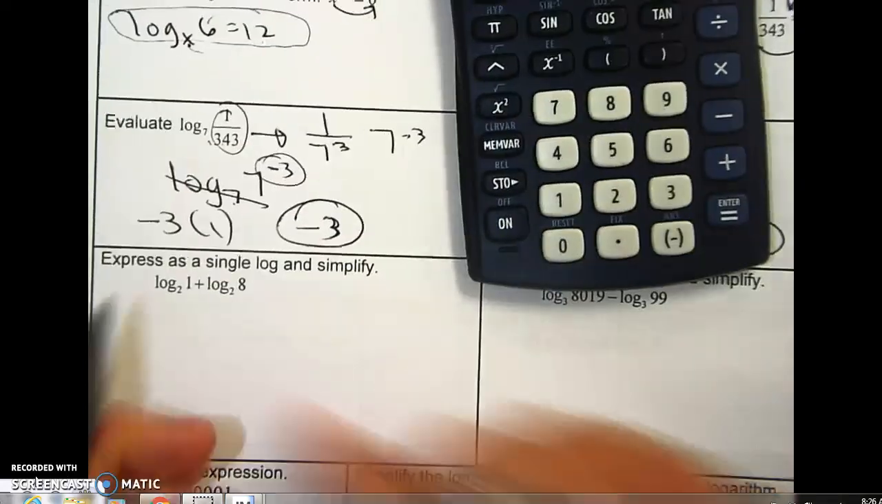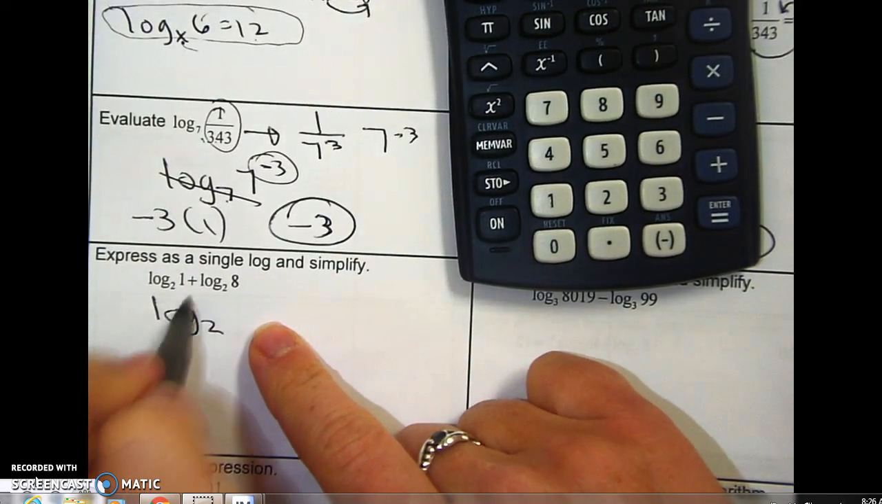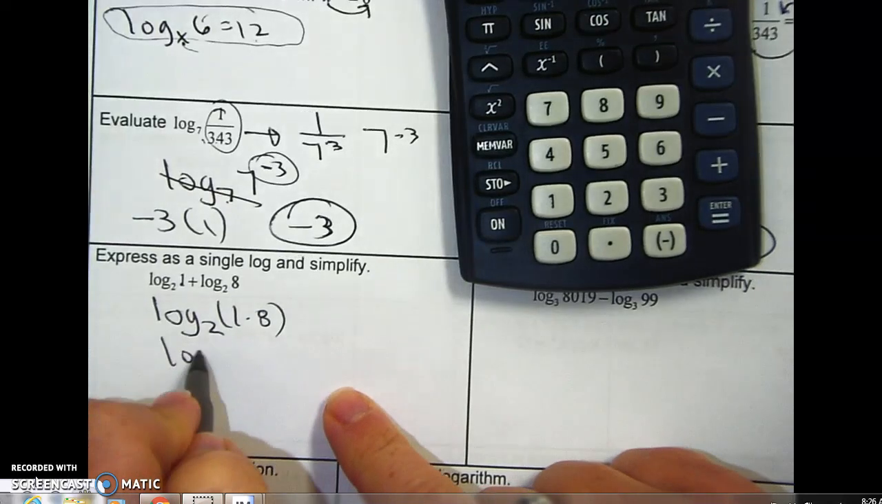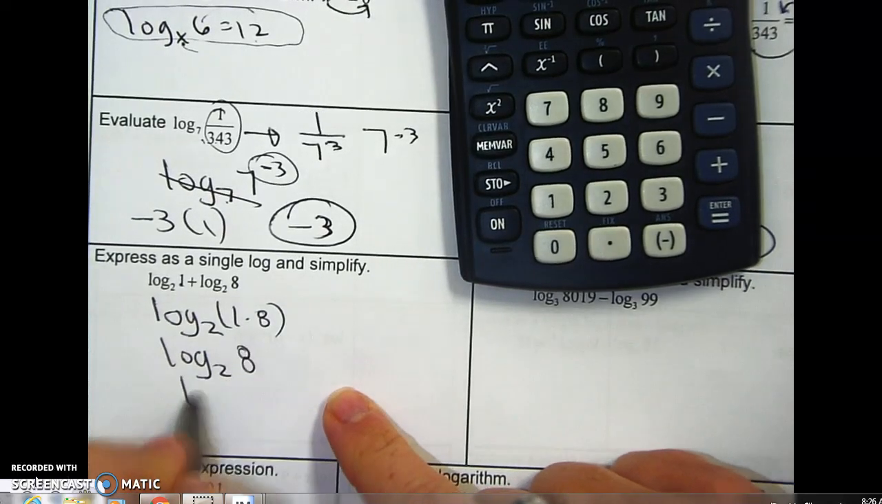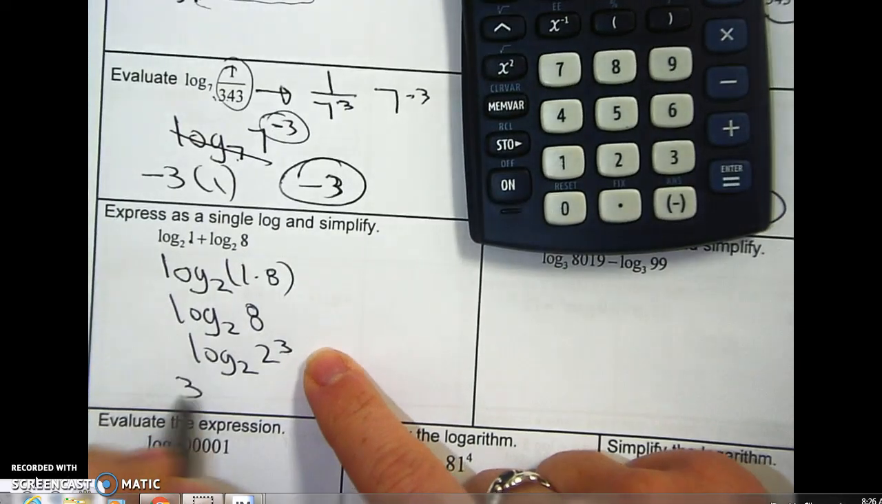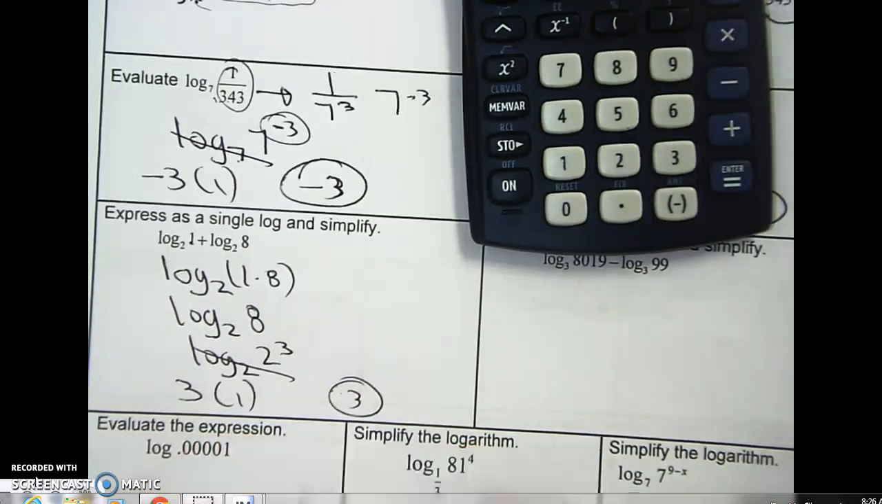Okay? This one, the rule states that when you're adding, it really means multiply, and you need to show that work. Everything I'm showing you is what you need to show me. They need to have the same base. Little turns big, and I get 3.